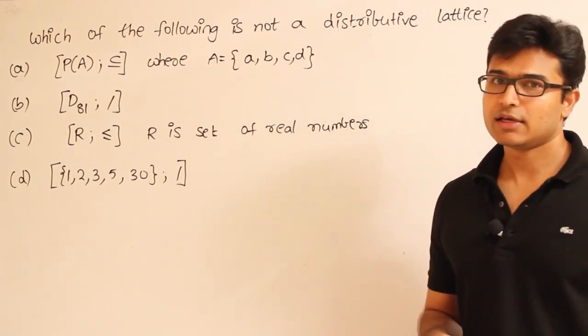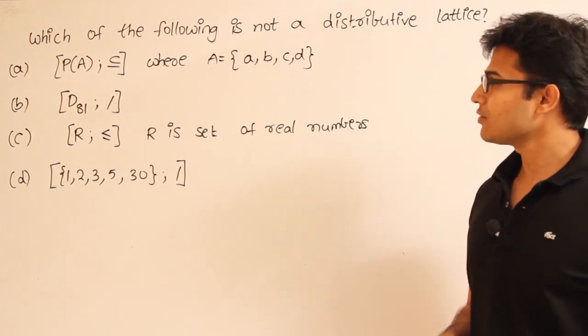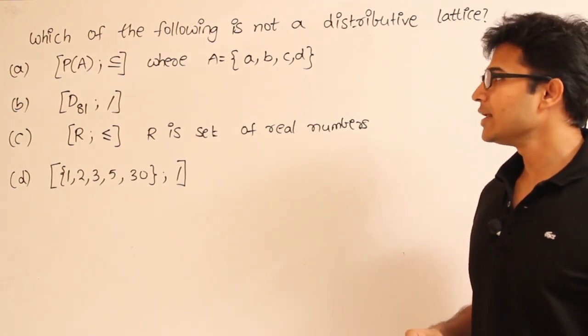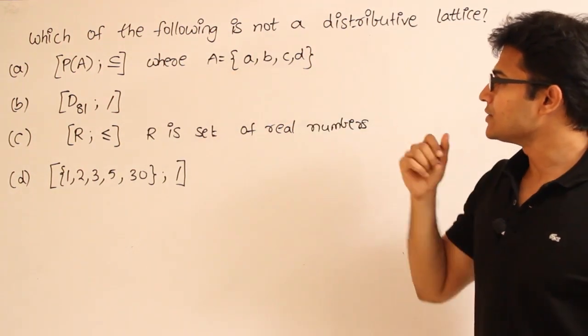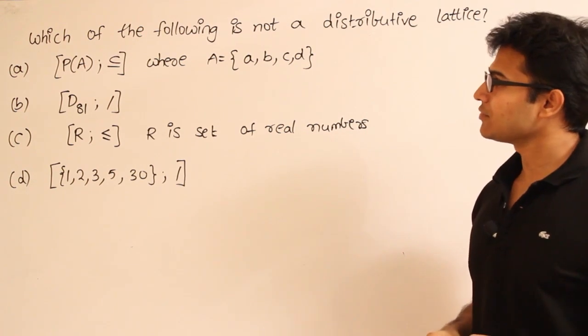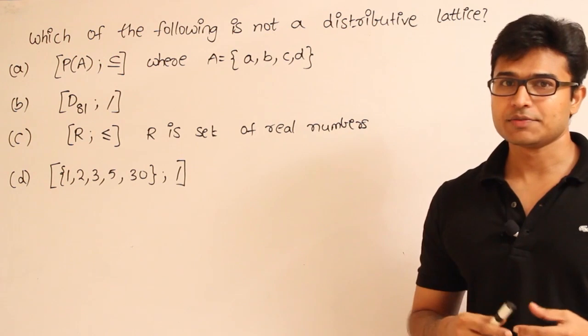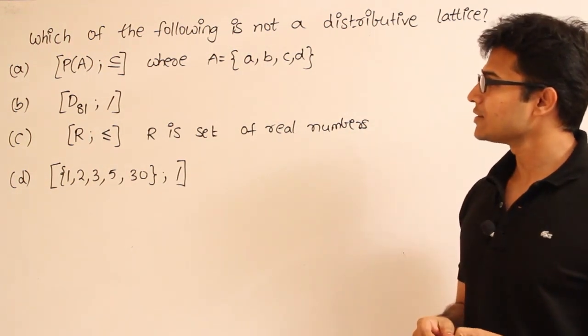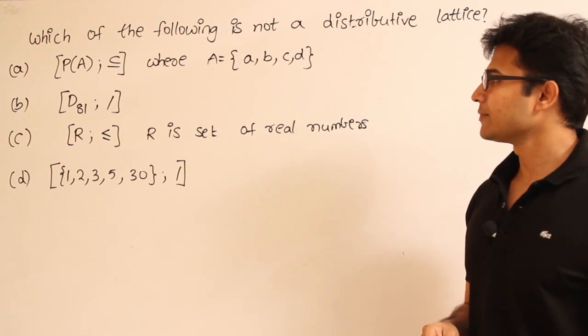I hope you remember that L1 star and L2 star, right? The first one is the power set of A, and the relation is set inclusion, on a set A containing A, B, C, D, 4 elements. So that is the first one. Now if you observe this one, power set of A, which is nothing but the set of all subsets, and this set inclusion relation, you can find something here.